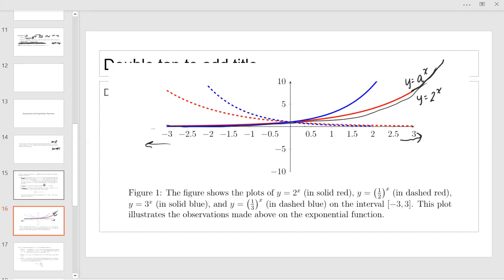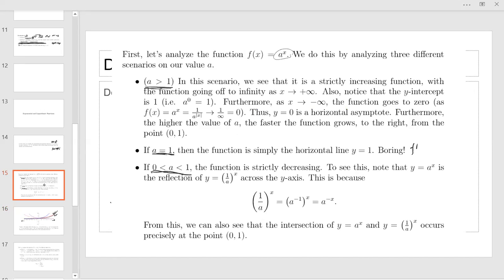Now, if a is equal to 1, we just have f of x is equal to 1 to the x. And we know that 1 to the anything is simply 1. So our graph would just look like a straight horizontal line.